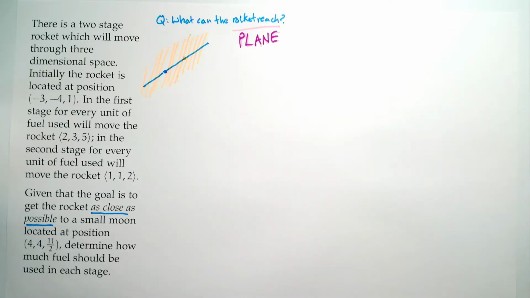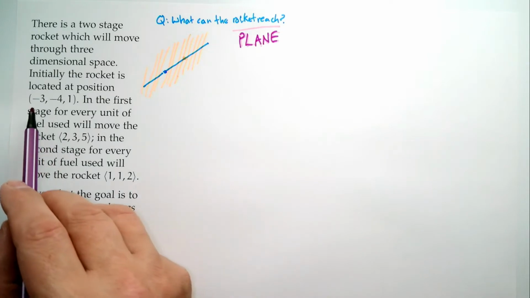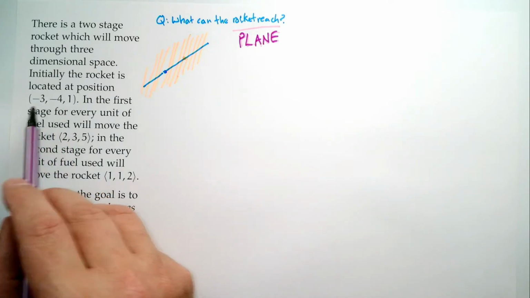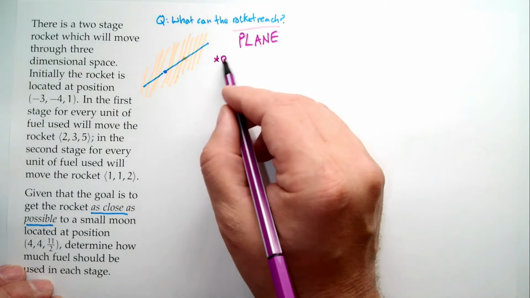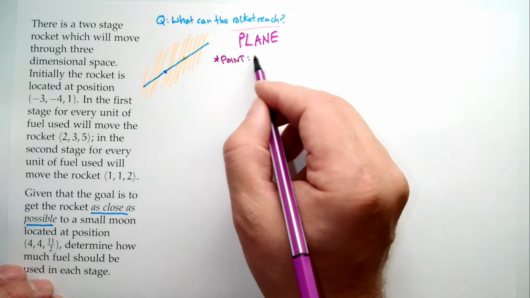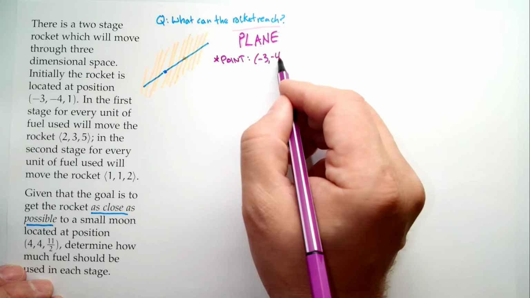We need a normal vector and we need a point. Do we have any one of those for free? The point's for free because we know where we're launching from. So we know that this plane has to have the following point: -3, -4, +1.